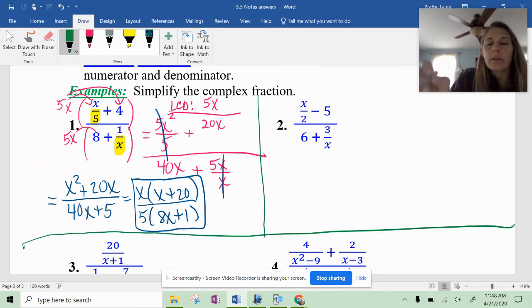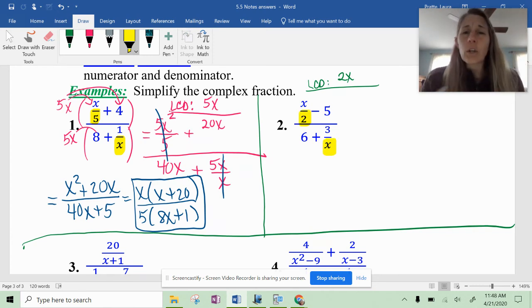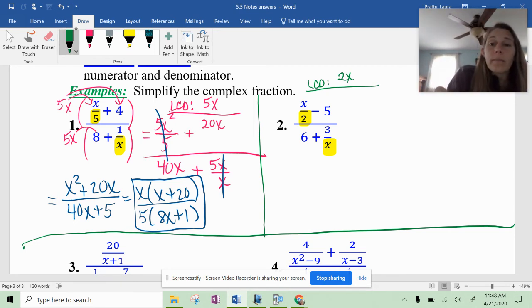Just try to separate this so it's not a total mess. So my LCD for this one is going to be 2x, right? Because you can see these denominators that I got to get rid of. Anytime you have fractions in an equation that you want to get rid of, just multiply everything by those denominators and they cancel out. So if I multiply this by 2x and this by 2x, right?